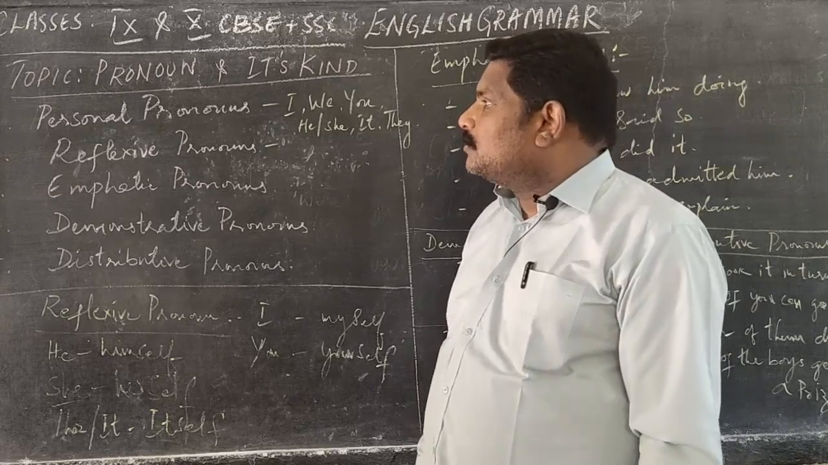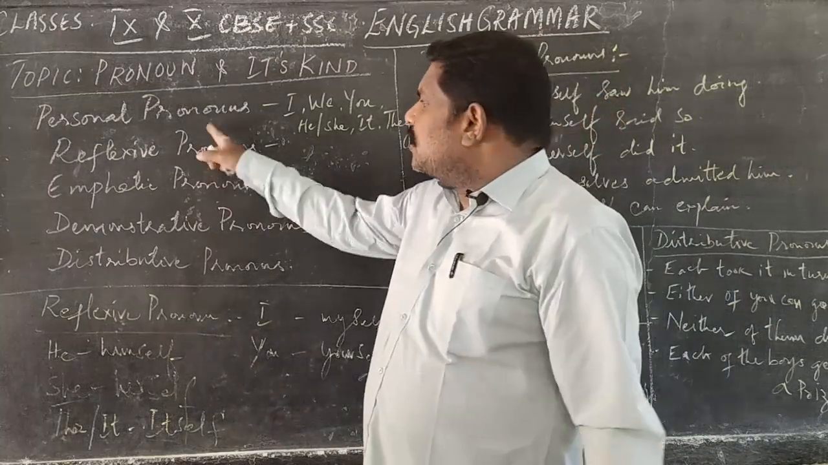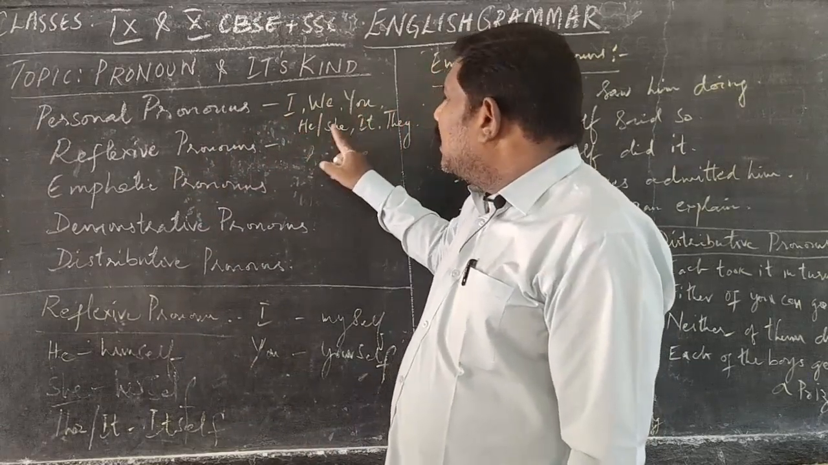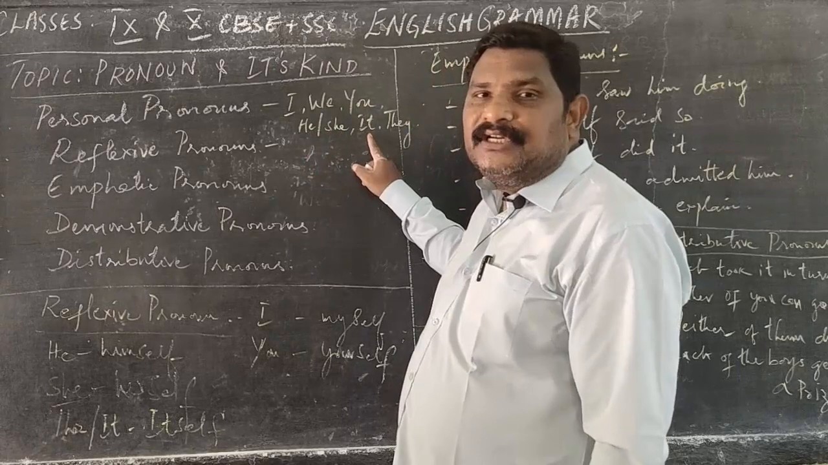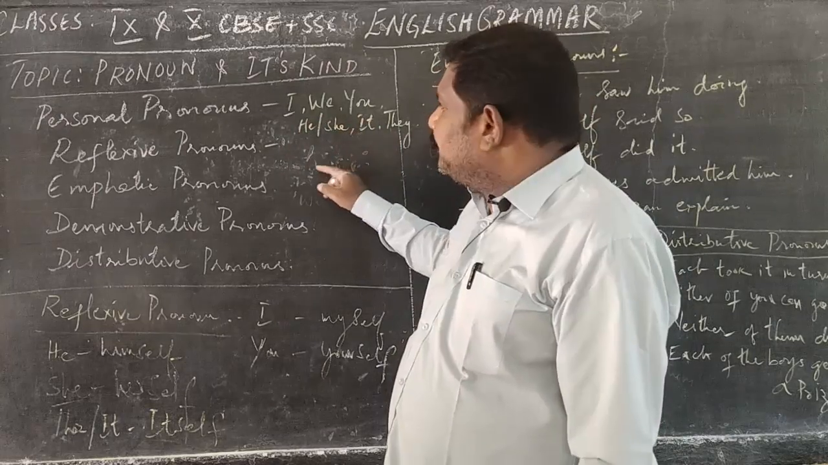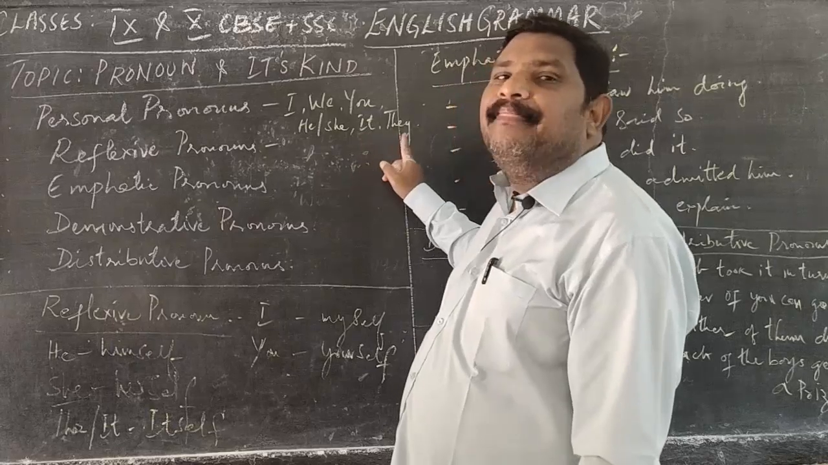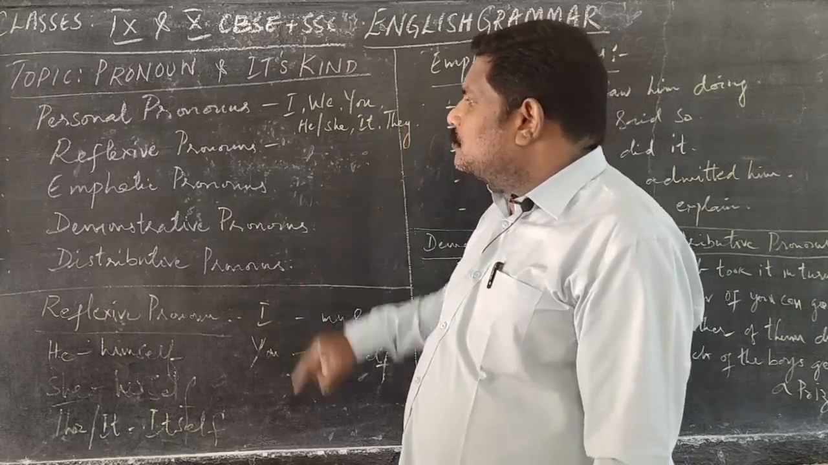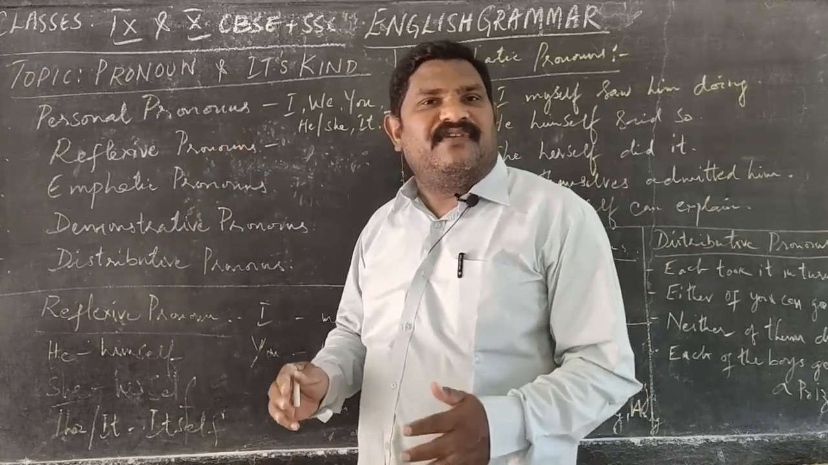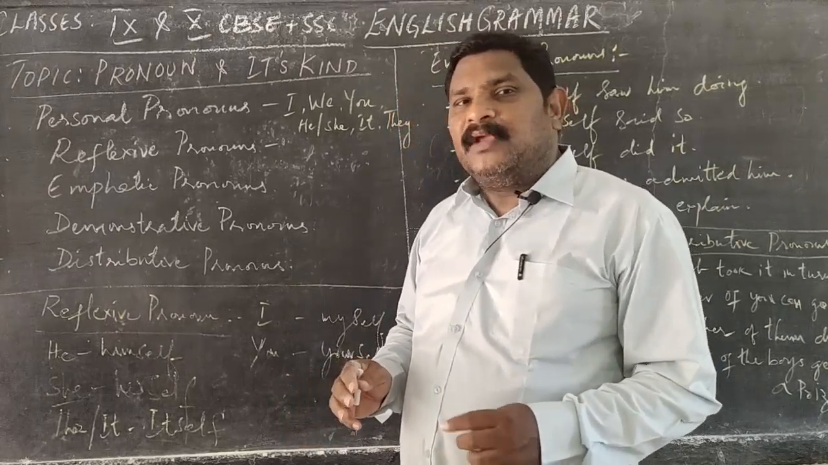Now the first pronoun word is personal pronoun. It is very simple. It is self-expressive. Personal pronouns are all those pronouns like I, we, you, he, she, it, and they. These are basically the personal pronouns. They are the personal pronouns. This is not a difficult class, my dear friends, very easy to understand. Please concentrate while you are playing my video.